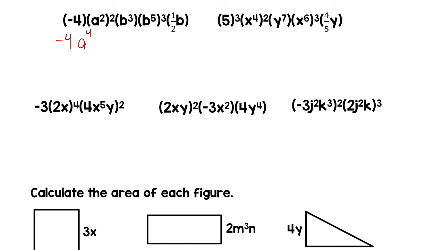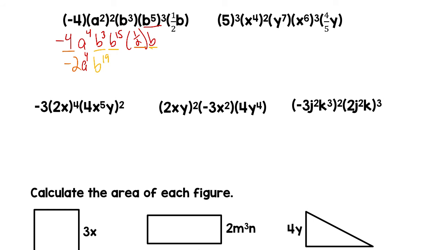b cubed times b to the 5th cubed. Okay, so let's keep b cubed just like it is. b to the 5th cubed is b to the 15th. And then we have 1/2 b on the end. So we can put together -4 and 1/2. That's -2. a to the 4th is just going to stay a to the 4th. Nothing else can go with that. Then we have 3 plus 15 plus 1 is b to the 19th.